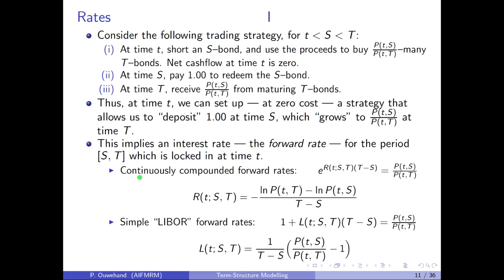So for continuously compounded forward rates, we would have that e to the R times (T minus S) is equal to P(t,S) over P(t,T), and this implies a continuously compounded forward rate as follows. Or equivalently, if we wanted to use simple rates or LIBOR forward rates, we'd get the following expression, which we can solve for L as follows.